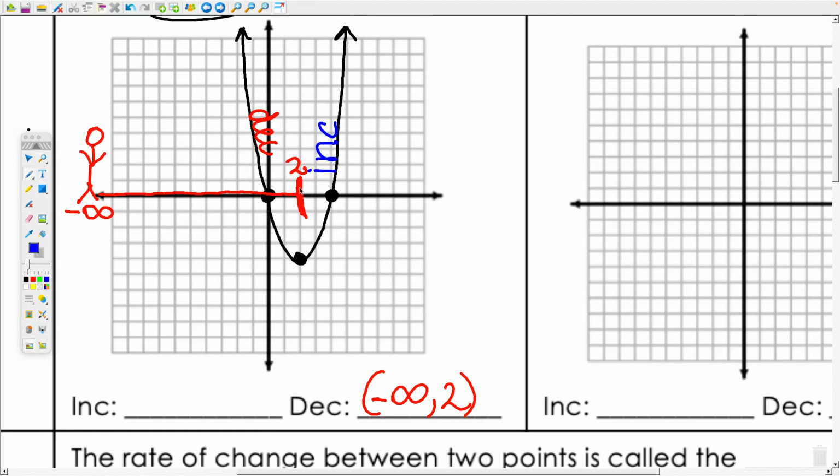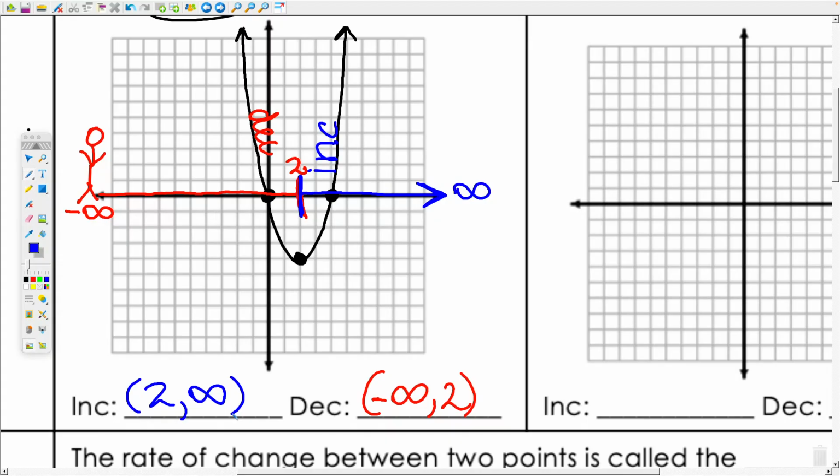I'm looking from this wall right here, from this part all the way to positive infinity. The graph is now increasing. So it's 2 to positive infinity. I can make it more clear if you let me know. You just have to speak to me.